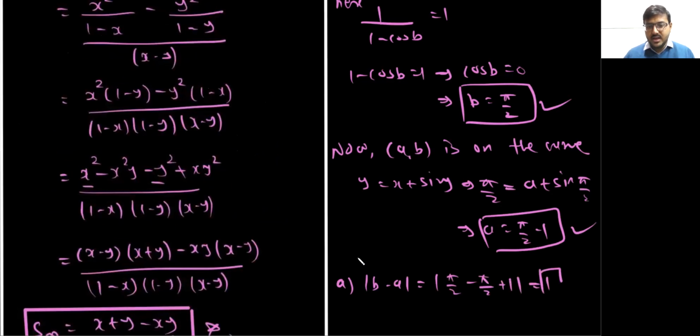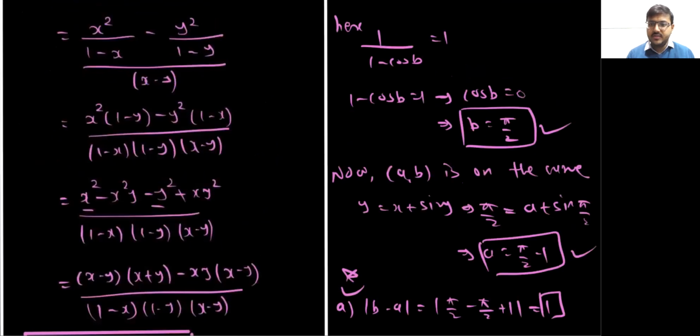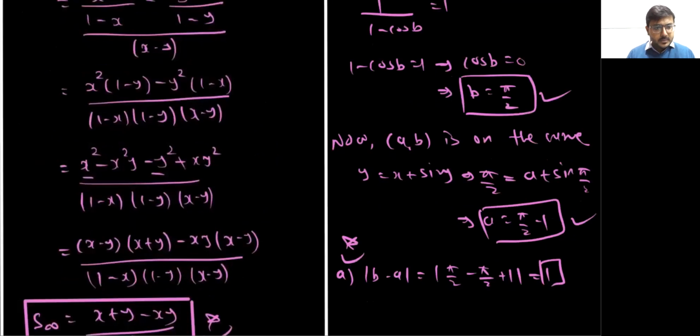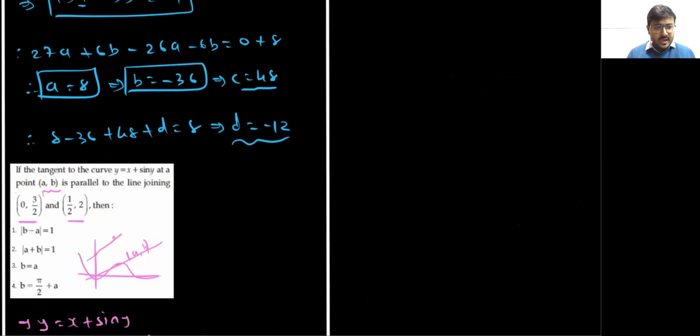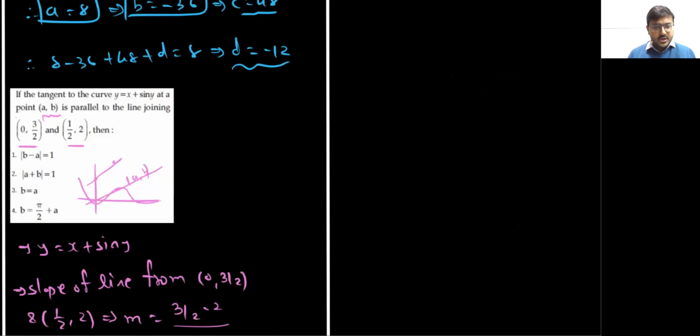So this can be the correct answer, option number A. Let's talk about option number B, that is a plus b. So a plus b is not equal to 1. For sure, it will be pi minus 1. B is not equal to a. And in the same way, b is equal to pi by 2 plus a. That is not possible also. So the correct answer is A.